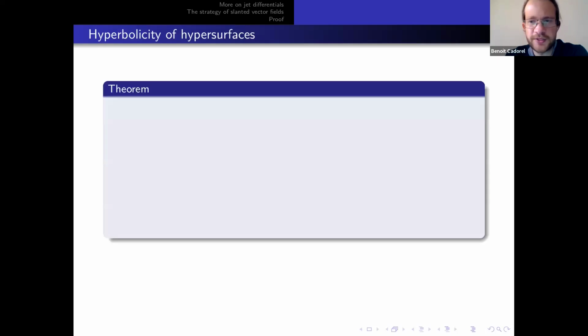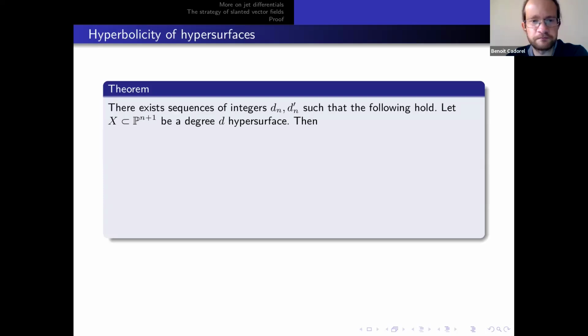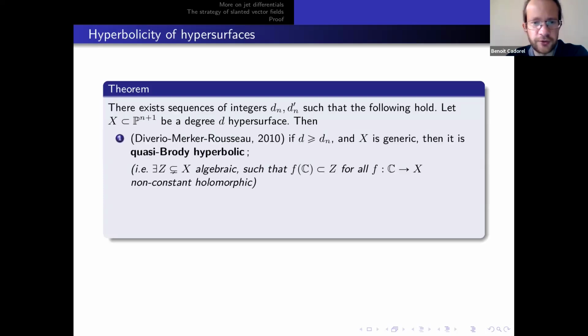So let me do a quick recap on the theorem of hyperbolicity of hypersurfaces that I presented before. So the result is as follows. You have these two sequences of integers, such that if you take a degree D hypersurface, which is generic and of degree higher than the first bound, then you have a hypersurface which is quasi-Brody hyperbolic. So the entire curves must stand inside a proper subset, which will turn out to be a Green-Griffiths locus.